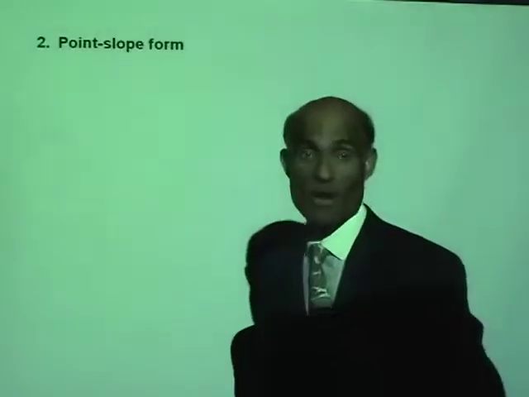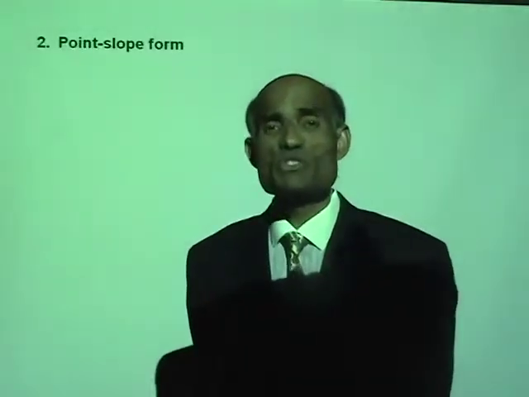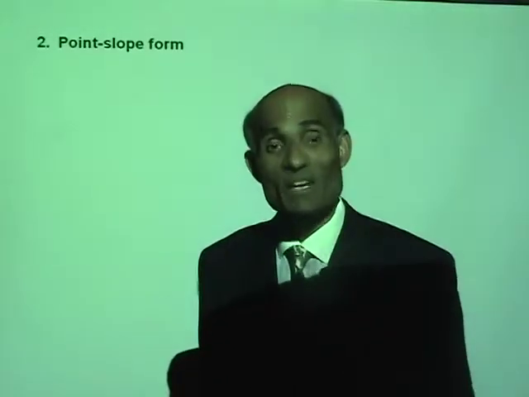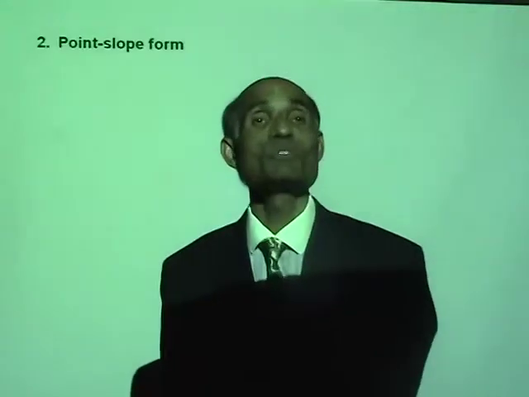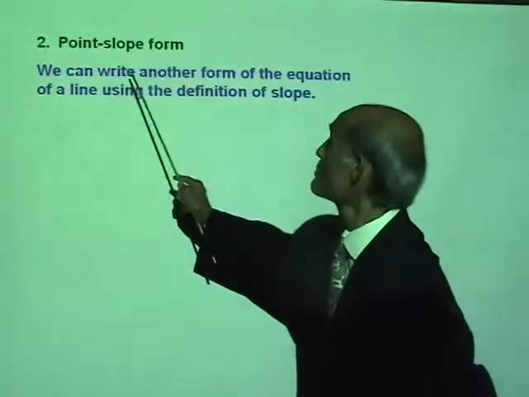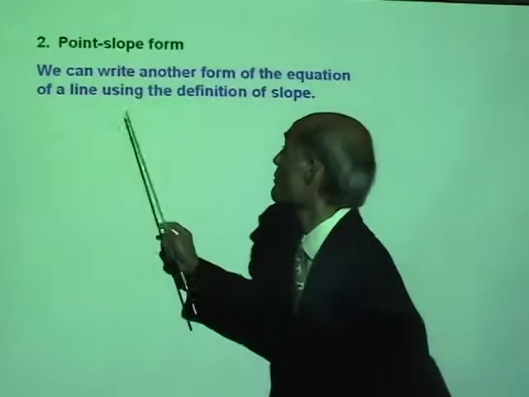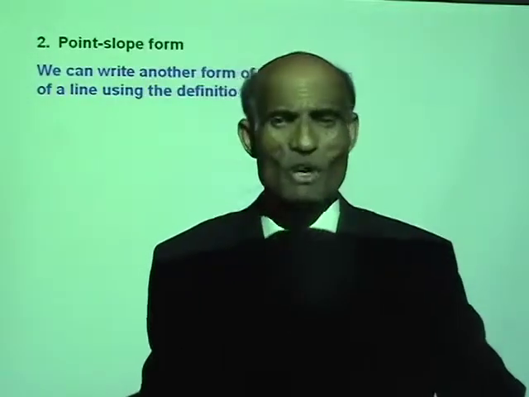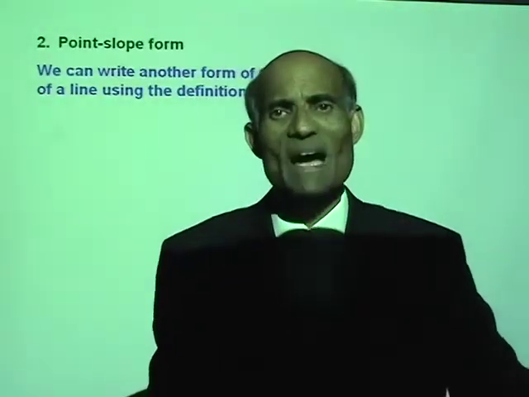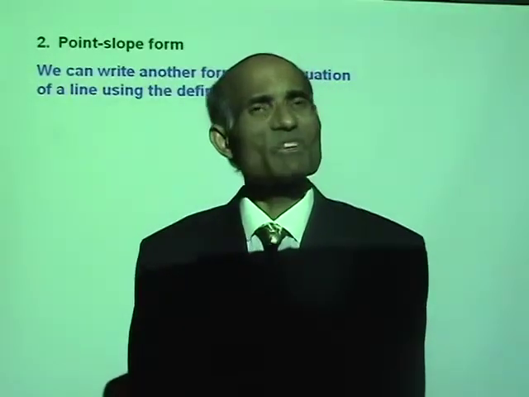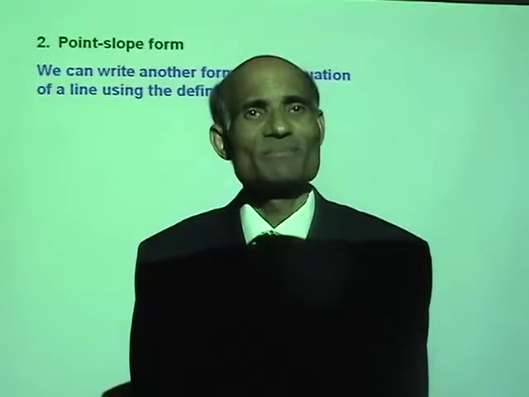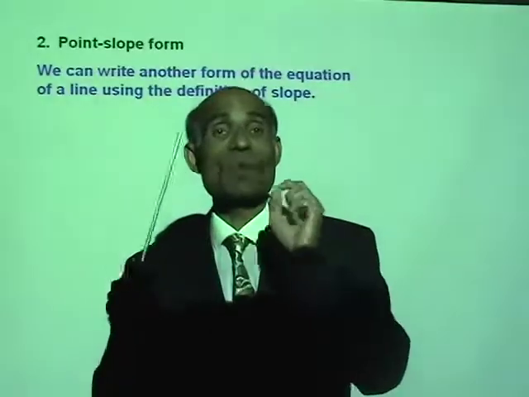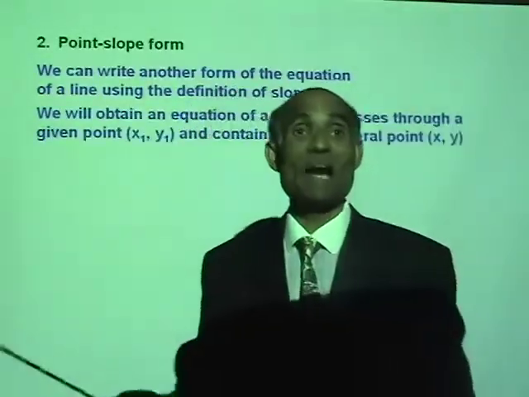Okay. So far, we were talking about the slope-intercept form of the equation. There is a second form of the equation I want you to be familiar with. Now, we can write another form of the equation of a line using the definition of the slope. Now, tell me, what is the definition of the slope that you know? Slope m equal to (y2 minus y1) divided by (x2 minus x1).